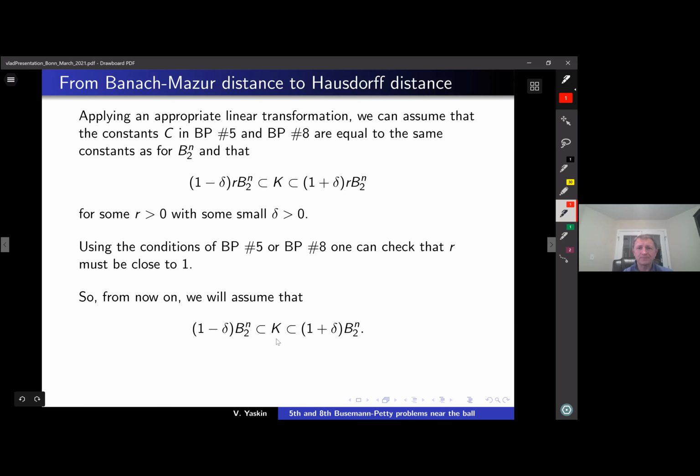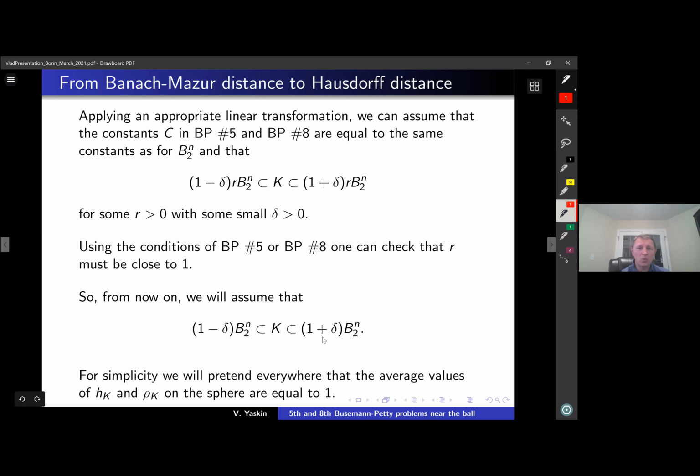And so we'll have that K contains this ball of radius 1 minus delta and is contained in the ball of radius 1 plus delta. So in other words, we'll assume that K is close to the Euclidean ball in the Hausdorff distance. And also one more thing, everywhere in this talk, I will assume that the average values of h_K and rho_K on the sphere are equal to 1. They're not actually 1, they are close to 1, but just to avoid lots of constants, I will assume that they're equal to 1, just to simplify the presentation.